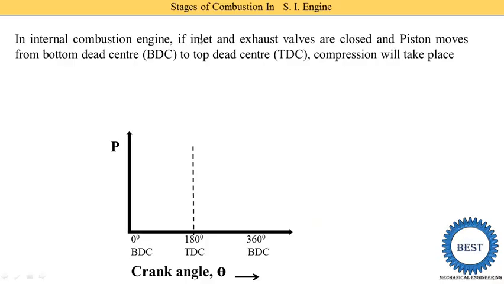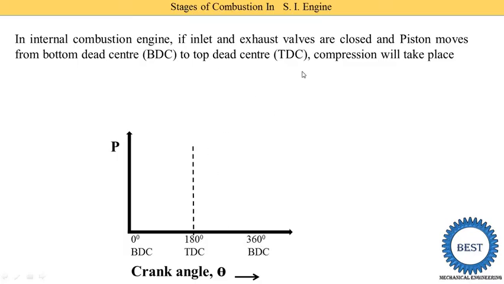During the stages of combustion in SI engines, we draw the pressure versus crank angle diagram, and the crank angle is known as theta. It starts from the BDC, so here it is written 0 degree. It moves to TDC, at which time the crank has rotated 180 degrees, so here it is written as 180. Again it moves from TDC to BDC, which is another 180 degree motion, so it is 360 and the piston has reached bottom dead center.